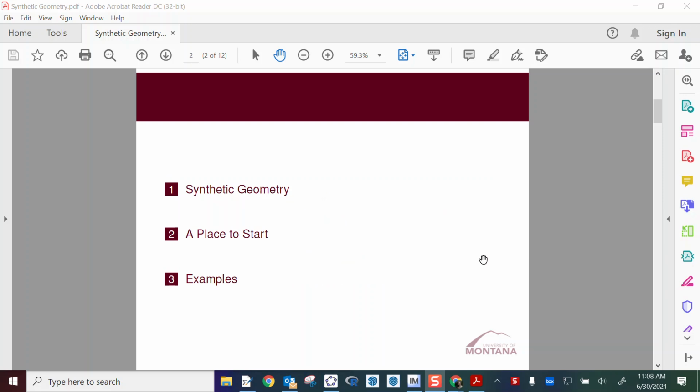So I'd like to basically introduce what synthetic geometry is, what's meant by the term, and then talk about how we as a course will proceed. It's a little sticky because of course we know some geometry already. And then I'd like to use our place to start as a springboard to some examples of synthetic geometry or applications of synthetic geometry.